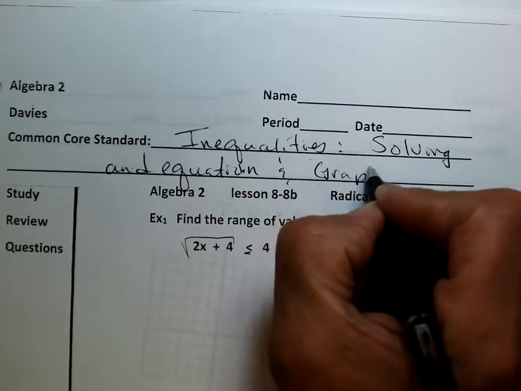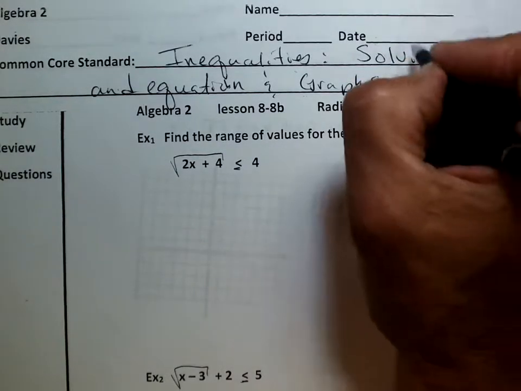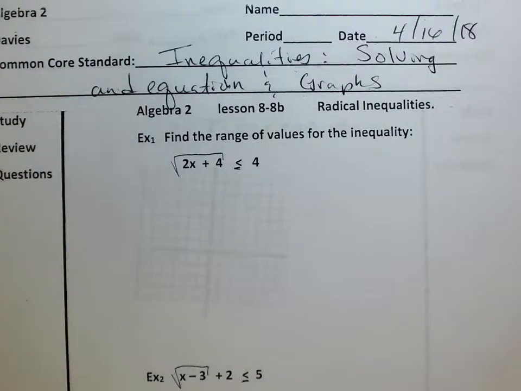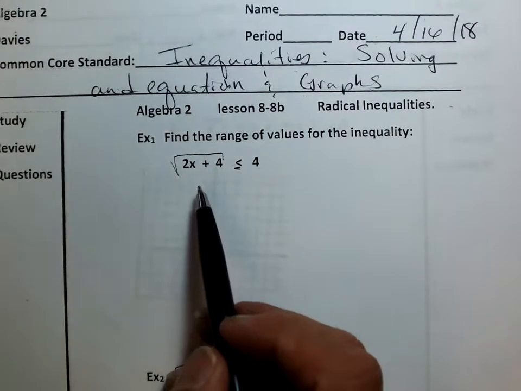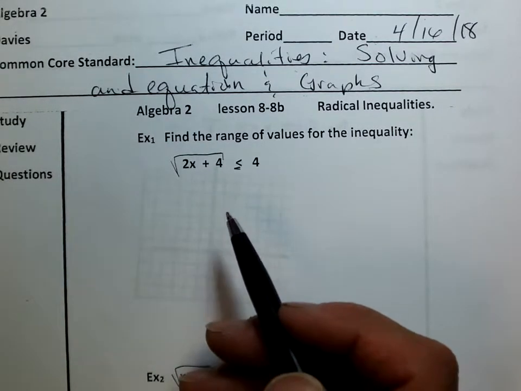Okay, and the graphs are on the back. So solving equations are on the front. It is 4, 16, 18. So we'll look at first solving for x on the front. And this is the exact same problem I did on Friday, but I wanted to do it again so you see how it works, okay?